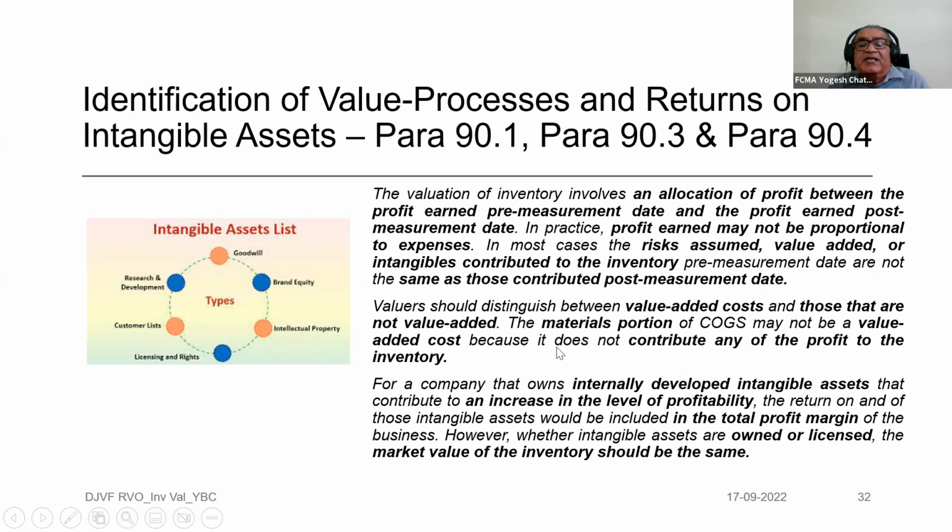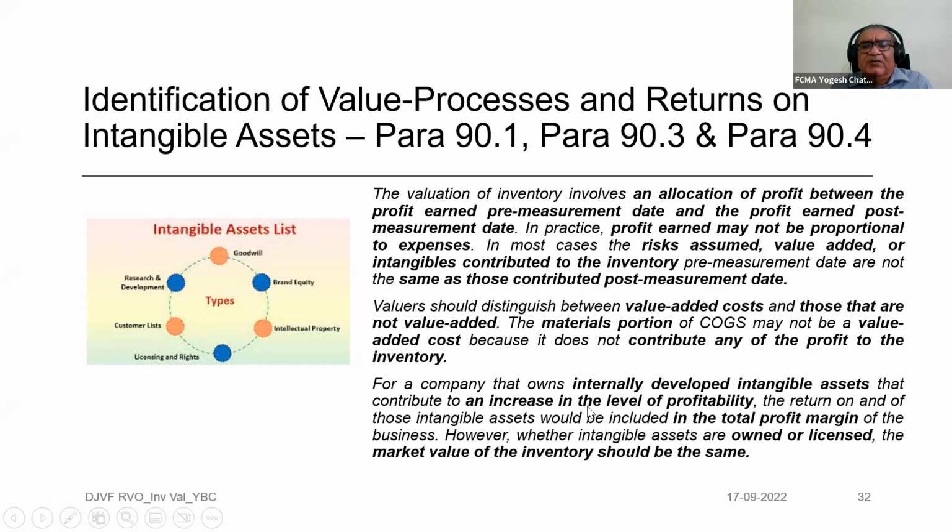So the valuer should distinguish between value added cost and those that are not value added. A material portion of cost of goods sold may not be value added cost because it does not contribute any of the profit to the inventory. So this is a best example of what is value added cost and what is not value added cost.